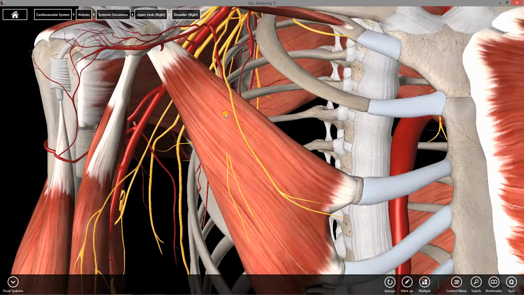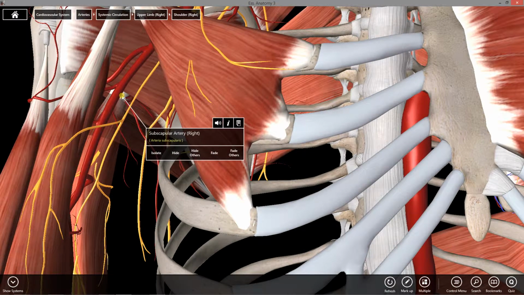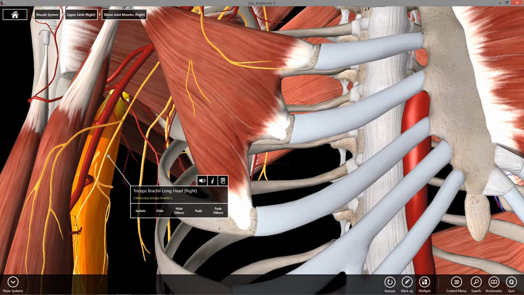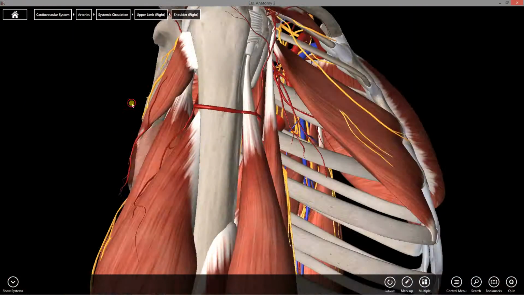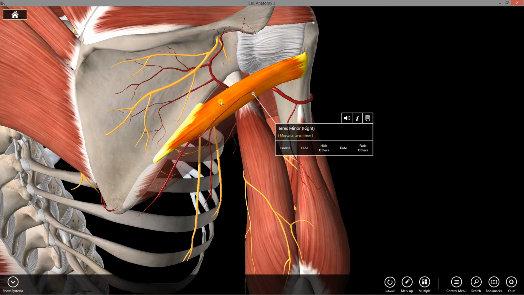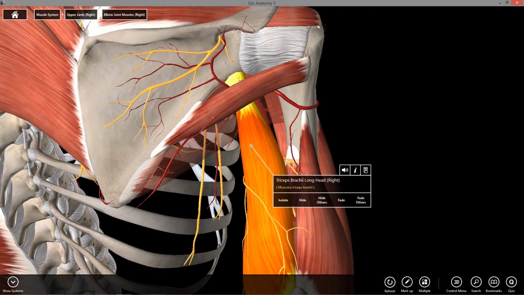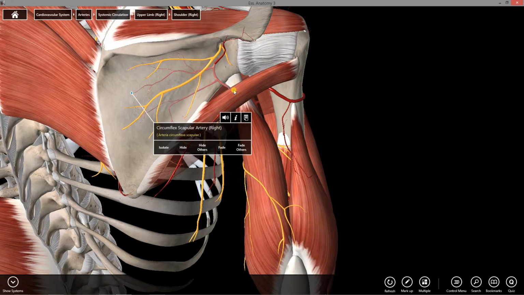So just come back around. Here's the axilla. Here's the subscapular artery. Coming off the subscapular artery is the circumflex scapular artery, which travels through the triangle, which has an inferior border of teres minor and a lateral border of triceps brachii long head. And then, once again, here's the circumflex scapular artery, which is going to provide blood to a couple of the muscles of the rotator cuff, which I'm now starting.